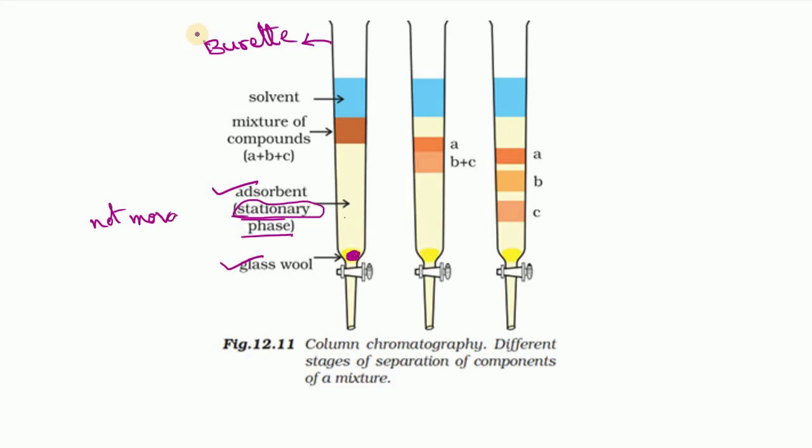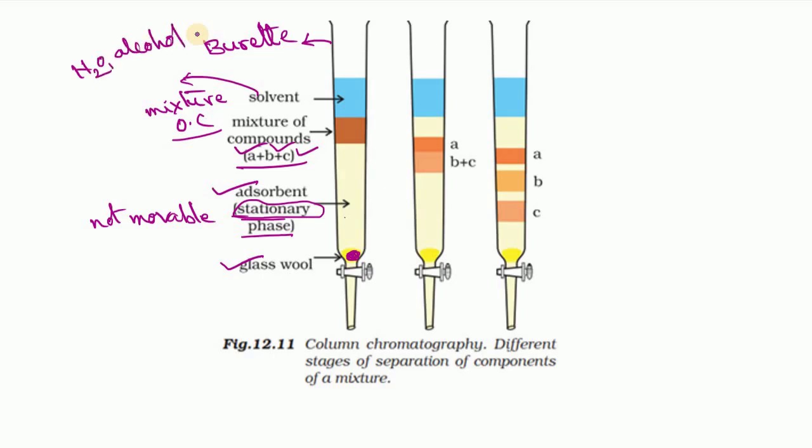Which is not movable. And there is an organic compound here, which is called a mixture. The mixture contains three components, A, B, C. Finally, you add a solvent. The solvent can be water, alcohol, acetone, etc. We pour the solvent from this area, and it comes along with these compounds and goes down due to gravity.